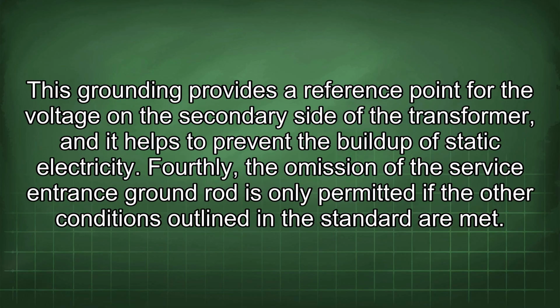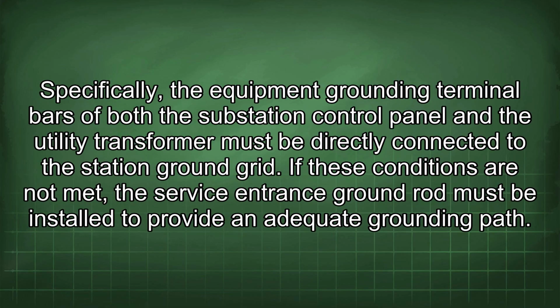This grounding provides a reference point for the voltage on the secondary side of the transformer, and it helps to prevent the build-up of static electricity. Fourthly, the omission of the service entrance ground rod is only permitted if the other conditions outlined in the standard are met. Specifically, the equipment grounding terminal bars of both the substation control panel and the utility transformer must be directly connected to the station ground grid. If these conditions are not met, the service entrance ground rod must be installed to provide an adequate grounding path.